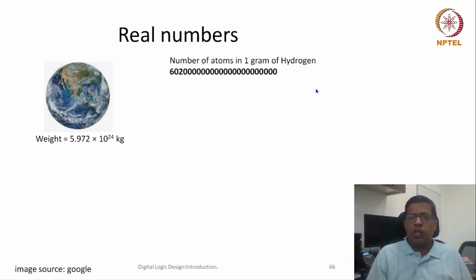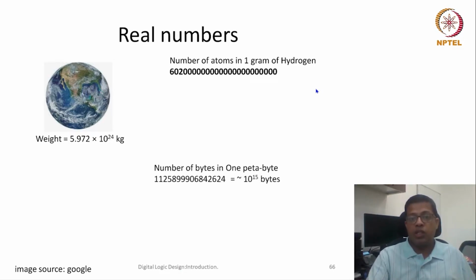Another example is from your chemistry. The number of atoms in 1 gram of hydrogen, you call it 1 mole, the Avogadro number, is 6.02 × 10^23. So many zeros are there. If I want to represent them in integers, the number of bits required would be large. There are other examples of even bigger numbers in the world of computation.